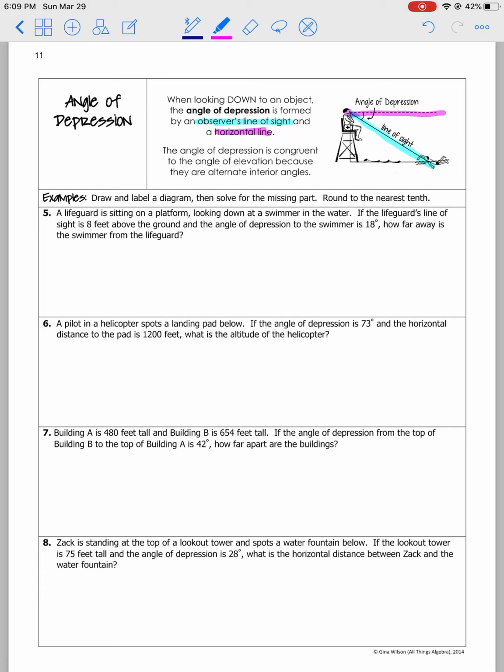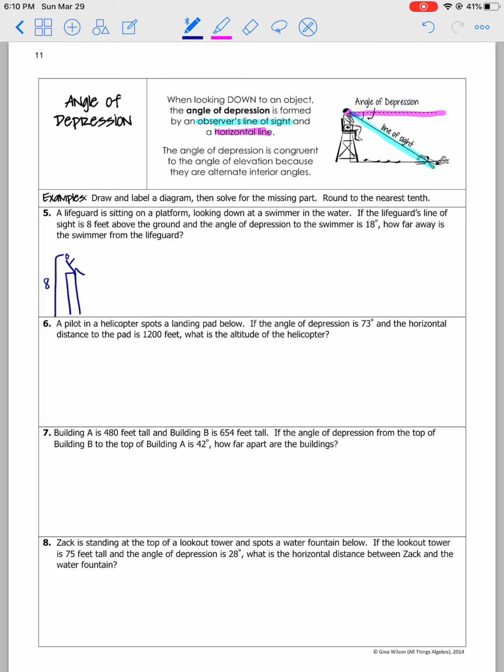If a lifeguard is sitting on a platform looking down at a swimmer in the water, so he is sitting on a platform, meaning there is a thing here that is not him, and he is sitting on it. If the lifeguard's line of sight is 8 feet above ground, so including the platform and the person, that's 8 feet, and the angle of depression to the swimmer is 18 degrees, how far away is the swimmer from the lifeguard?